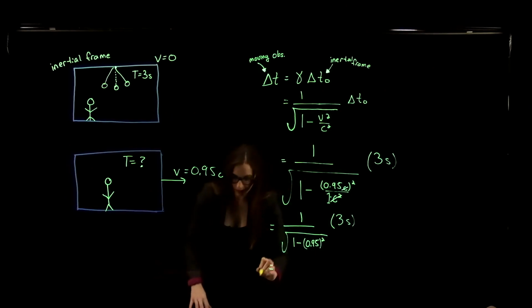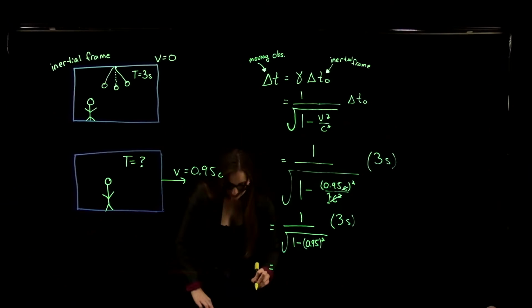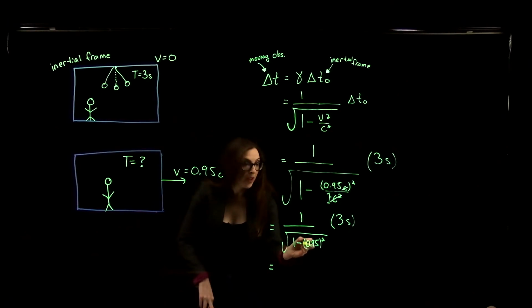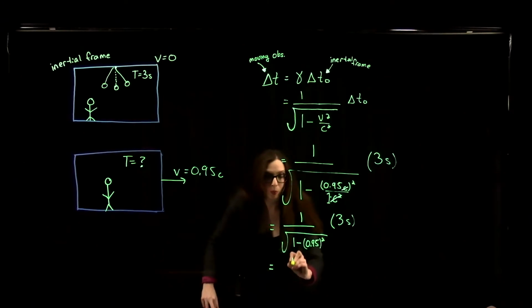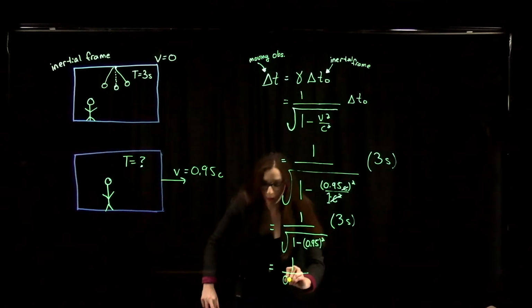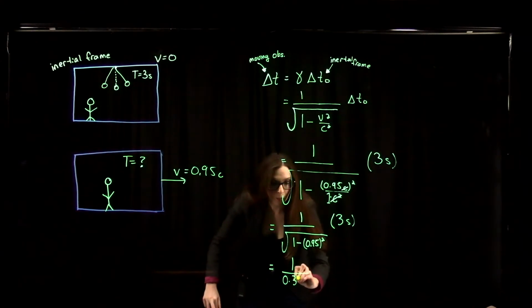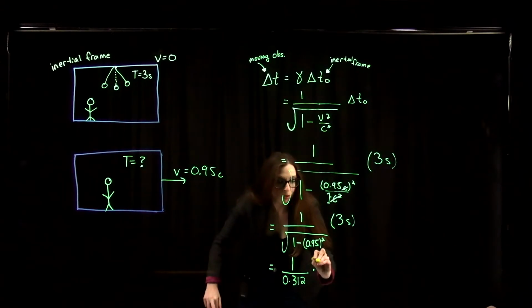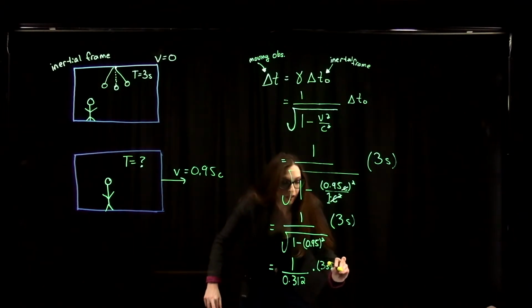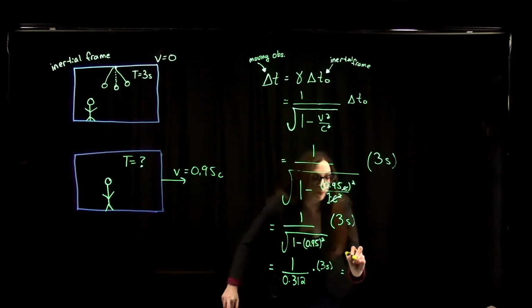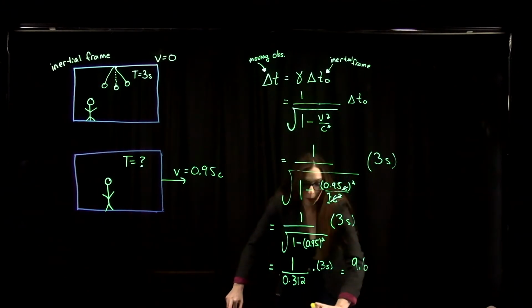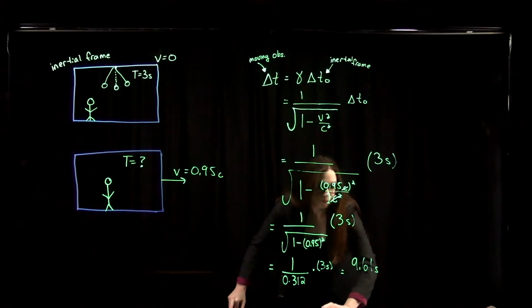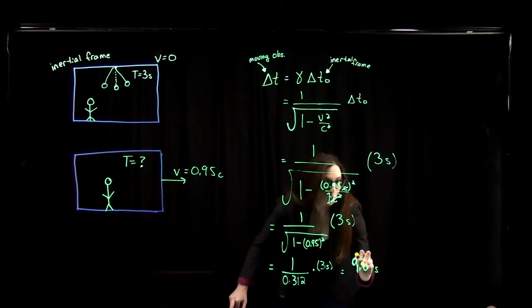So 1 minus 0.95 squared, and when you take the square root of that, that is equal to 1 over 0.312. And then we have to multiply it by our original period of 3 seconds. And that gives us a time of 9.61 seconds.